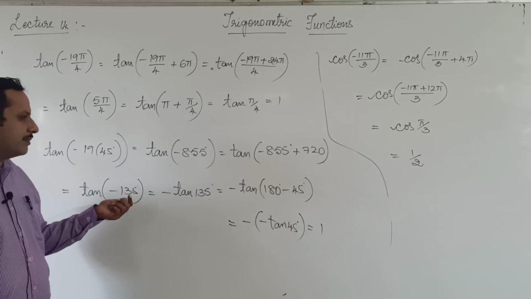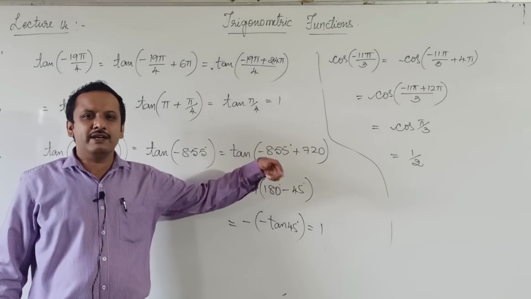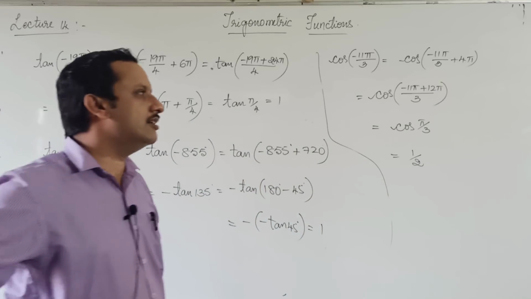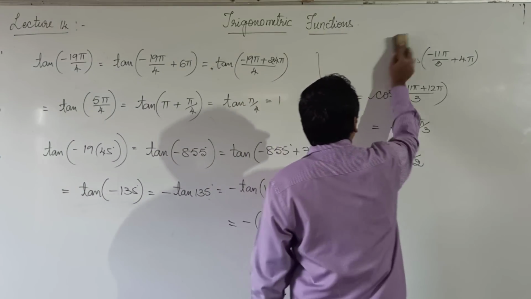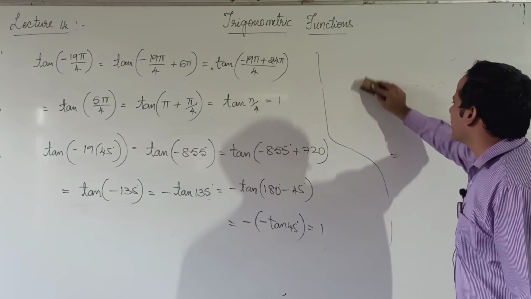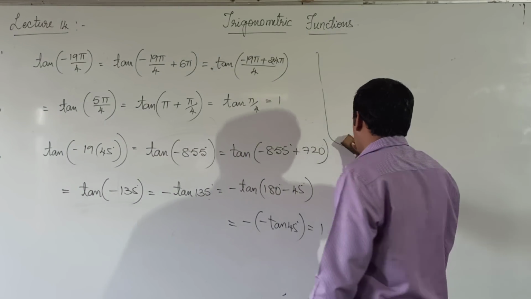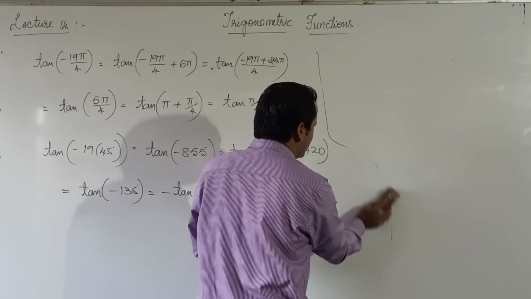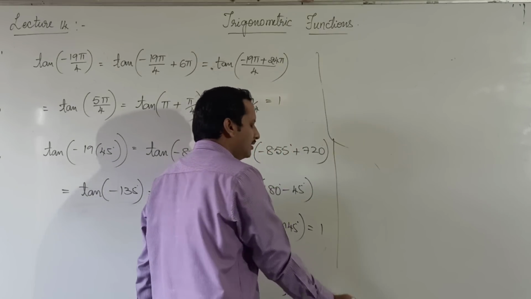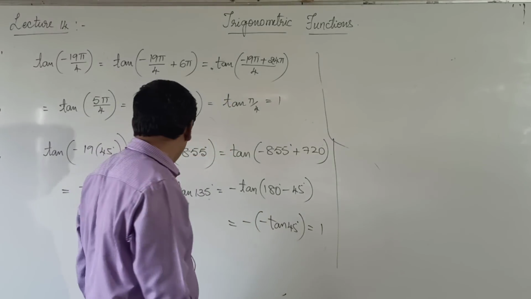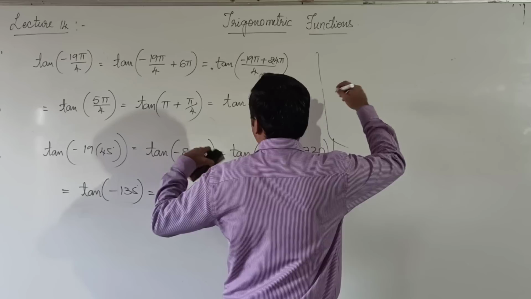Or say here I have added 720 only. You can add 1080 also. 360 into 3 is 1080. I will show that also. You will see that one problem can be solved in so many different ways. But at the end, all the methods should give the same answer. That's important. Okay.